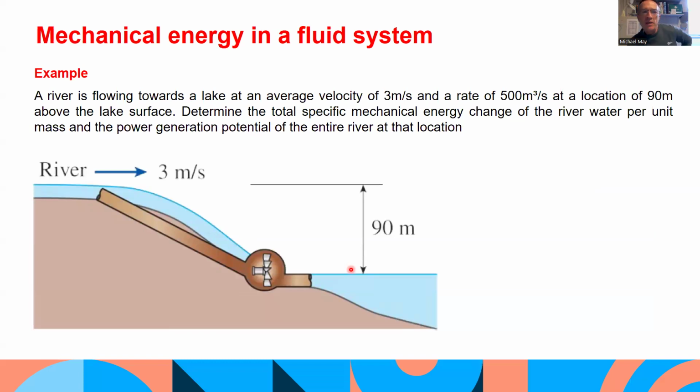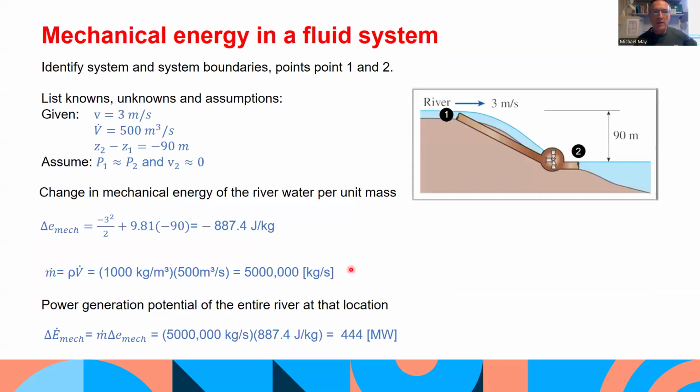Another example: a river is flowing towards a lake at an average velocity of 3 meters per second and a rate of 500 meters cubed per second at a location of 90 meters above the lake's surface. Determine the total specific mechanical energy change of the river water per unit mass and the power generation potential of the entire river at that location. So identify the system boundaries. We're going to analyze it between point 1 and point 2.